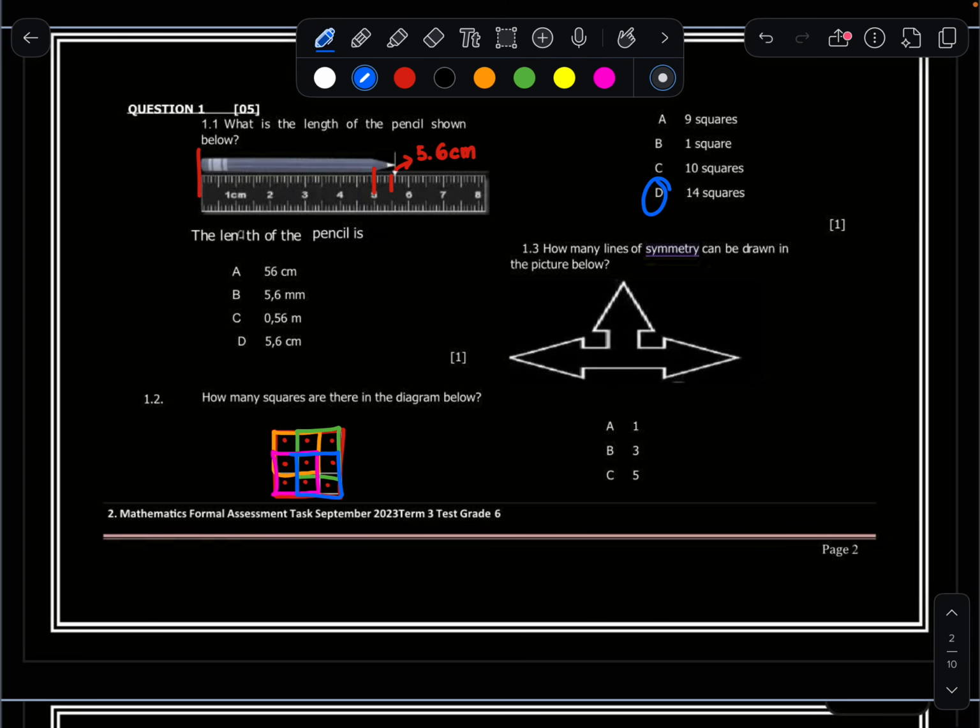Question 1.3, how many lines of symmetry can be drawn in the picture below? So they want to know how many ways can we fold it. And I think the only way we can do this one is just down the middle like this. We can fold it in half like that. Yeah, that is also, it's going to be A.